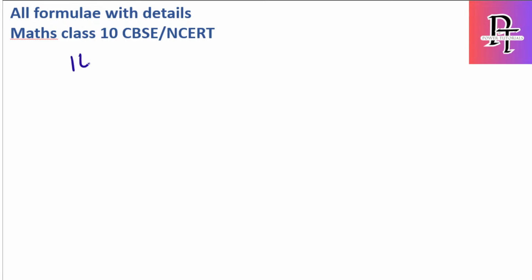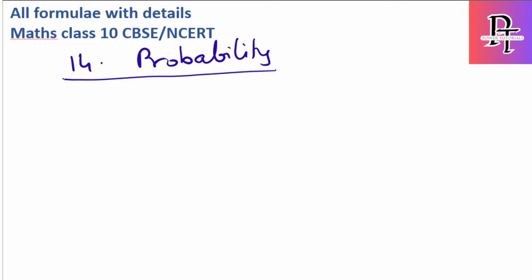Okay, and then we have the last chapter, which is probability. This is one of the easiest chapters I can say, because the formulas are very easy and the concepts of the questions will also be very easy. But you can also expect a 5 marks or a case study type of question from this chapter. So the weightage is high, but it is easy to score from the probability chapter.